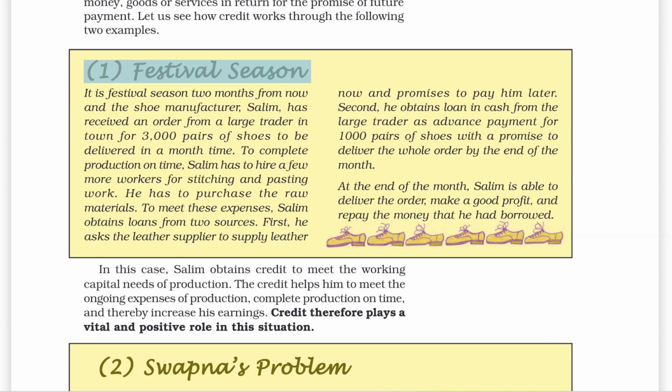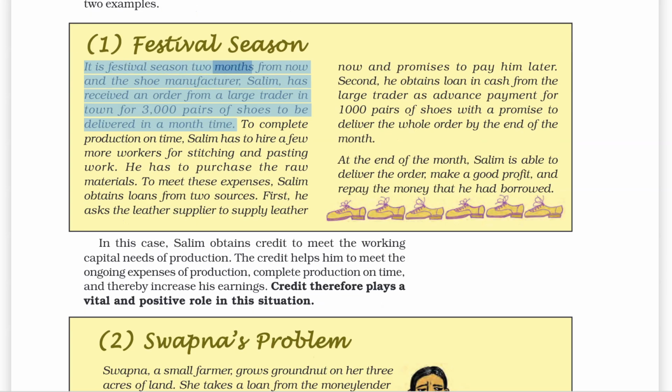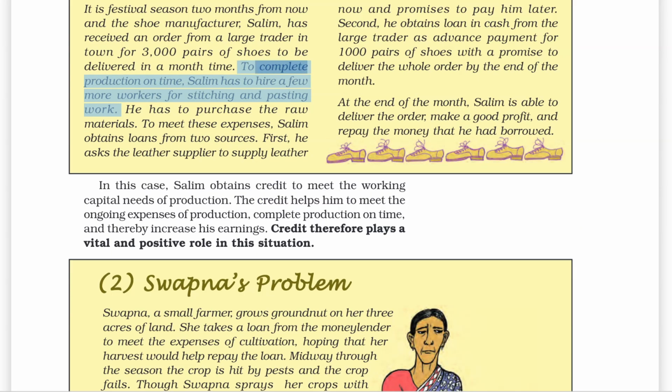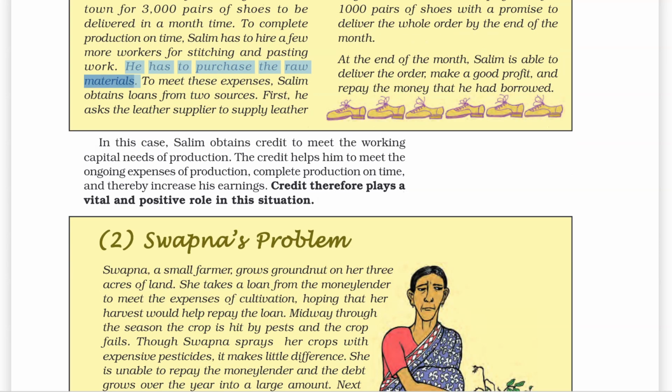1. Festival season. It is festival season 2 months from now, and the shoe manufacturer, Salim, has received an order from a large trader in town for 3,000 pairs of shoes to be delivered in a month's time. To complete production on time, Salim has to hire a few more workers for stitching and pasting work. He has to purchase the raw materials.